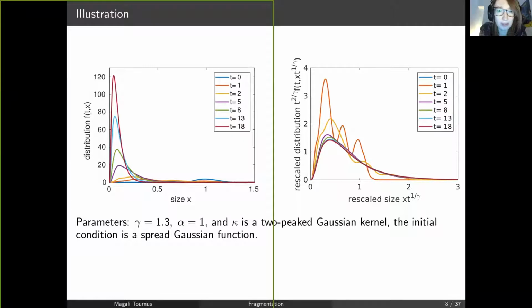You see, for different times, from 0 to 18, the distribution f, and it's maybe not easy to see, but this profile tends to converge to a delta function in 0. And what happens is that after some time, it will always have the same shape. If you look at the picture on the right, you have the same numerical experiment, but in rescaled coordinates. Now you see it very well that starting from time, say 13, it seems that the rescaled profile has converged to something. It is a one peak distribution.